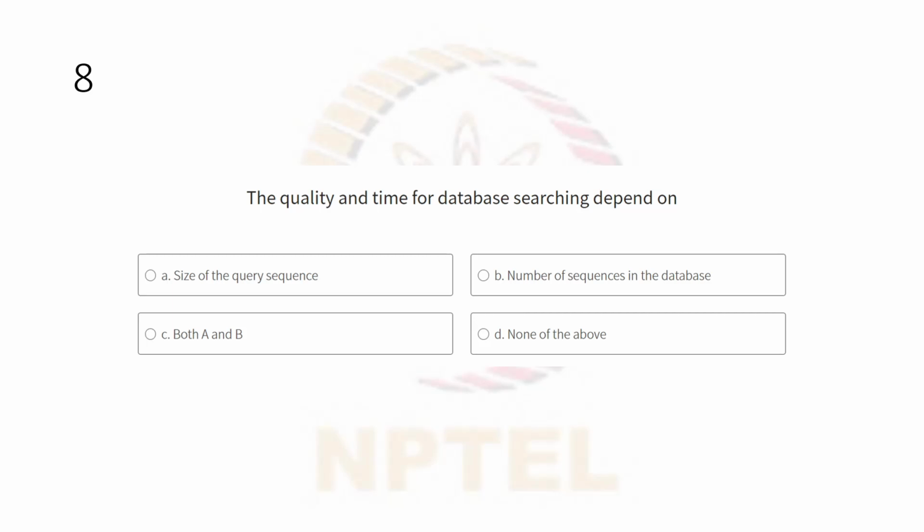So next is a question about databases. When we have a database search such as BLAST or FASTA, the quality and time of a database search depends on... the answer is both A and B, because the number of sequences in the database increases the complexity of the search algorithm, and the size of the query increases the complexity in terms of time.